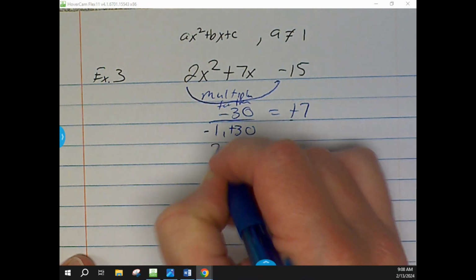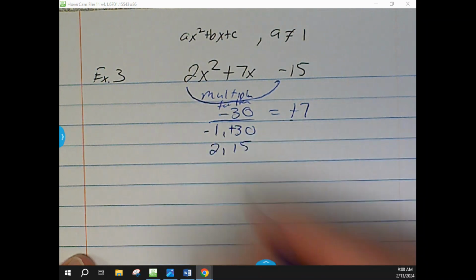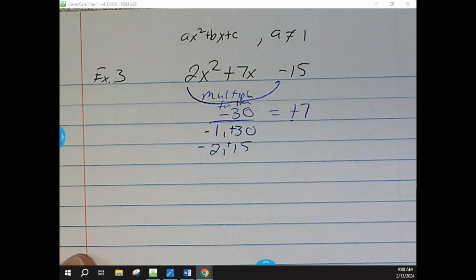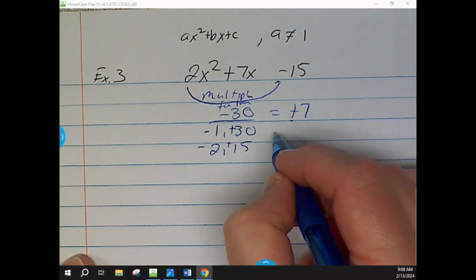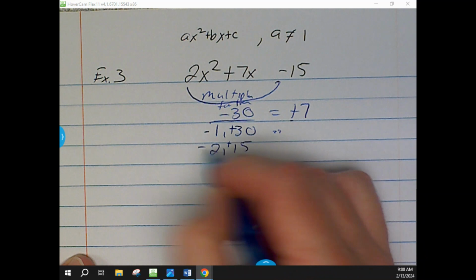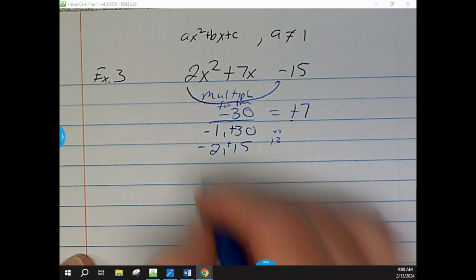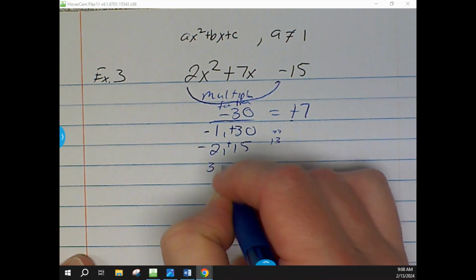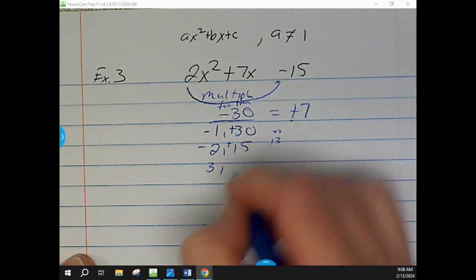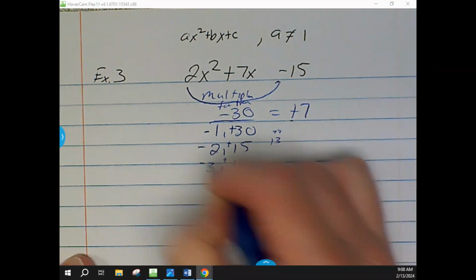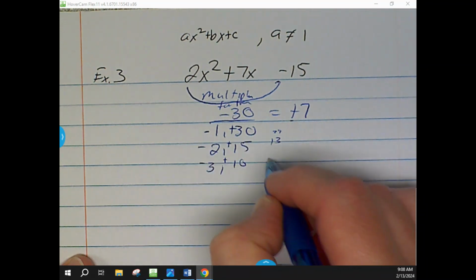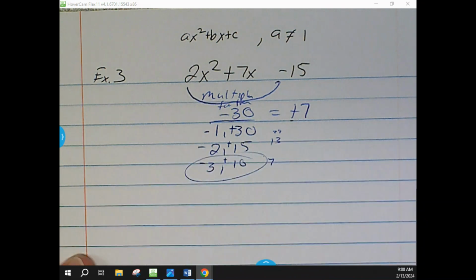All right, so then if we go through our numbers, we've got 2 and 15. So if we do 30 minus 1, that would be 29. That's not going to work. 15 minus 2 is 13. That's not going to work. If we do 3 times 10, 10 minus 3 is 7, so that's the pair that we're looking for.